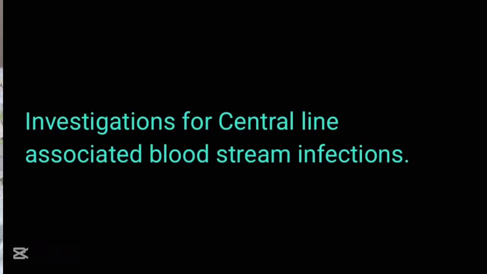The investigations that we carry out in the central line associated bloodstream infections include blood cultures. The samples for blood cultures should be obtained before any administration of antibiotics. We usually take off 2 samples. One sample is taken from the central venous catheter and the other is taken from the peripheral vein.